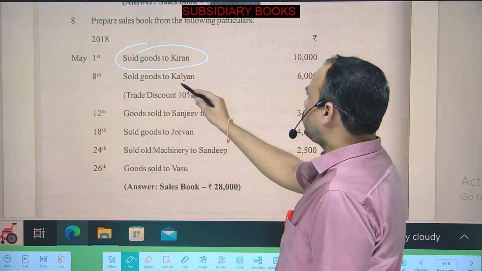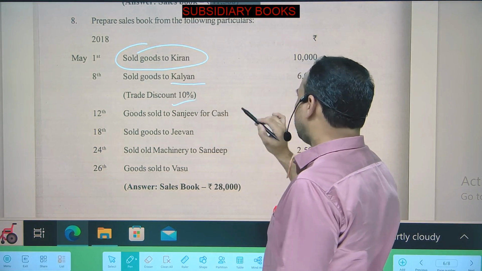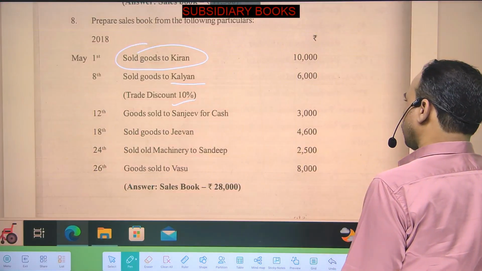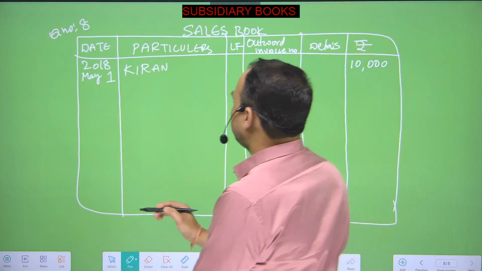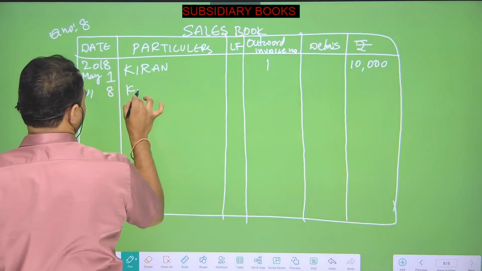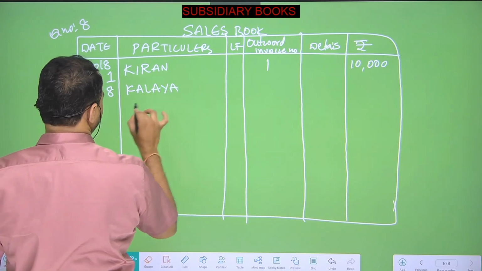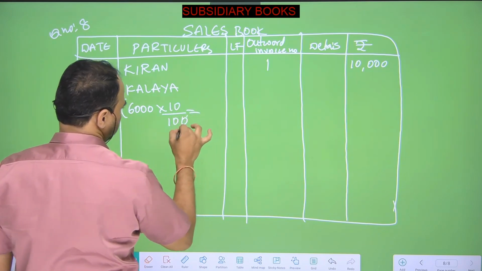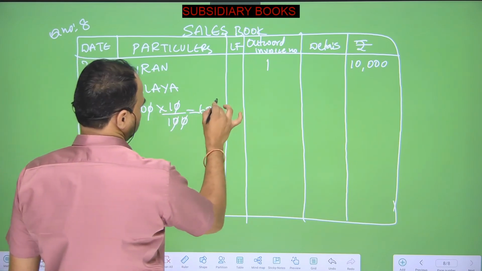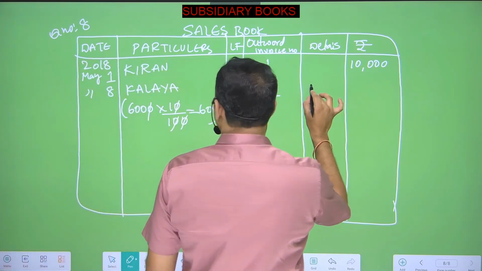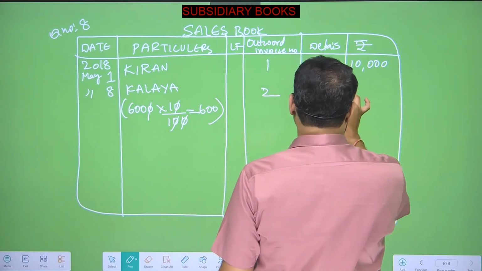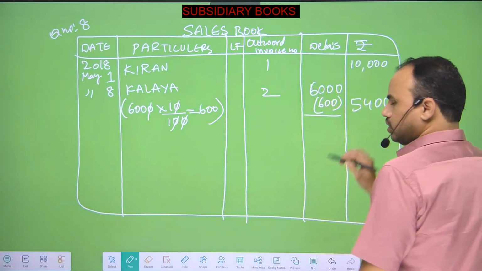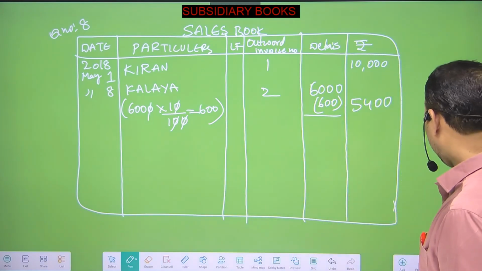Okay, next one, sold goods to Kalyan, trade discount 10%. 6,000 goods we sold to Kalyan. Date 8, Kalyan. We sold 6,000 goods, 10% discount, that means 10 by 100, zeros cancel, discount is 600. Number 2. In the details column, 6,000 rupees minus discount 600, outer column 5,400 rupees. Very simple. Okay, see the next one.